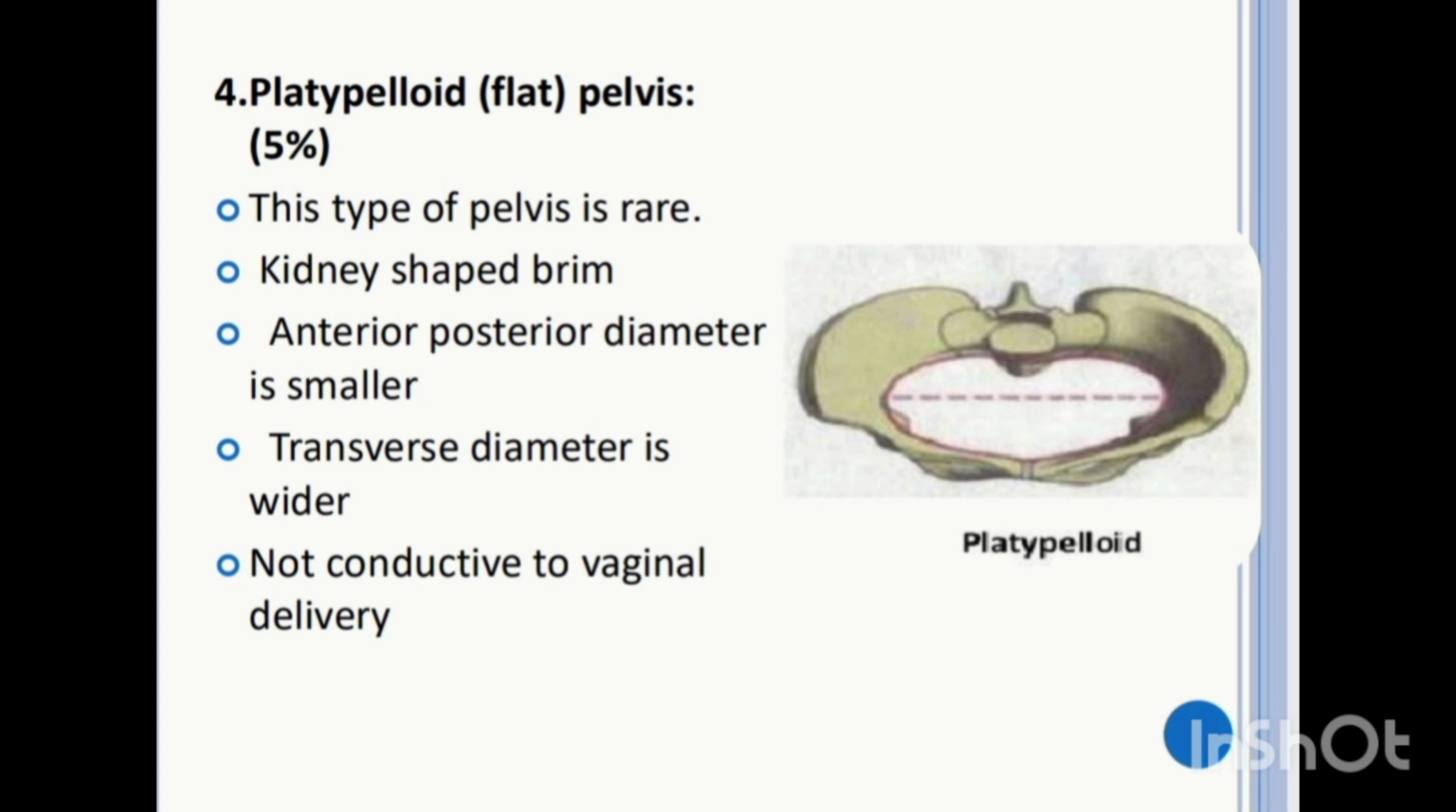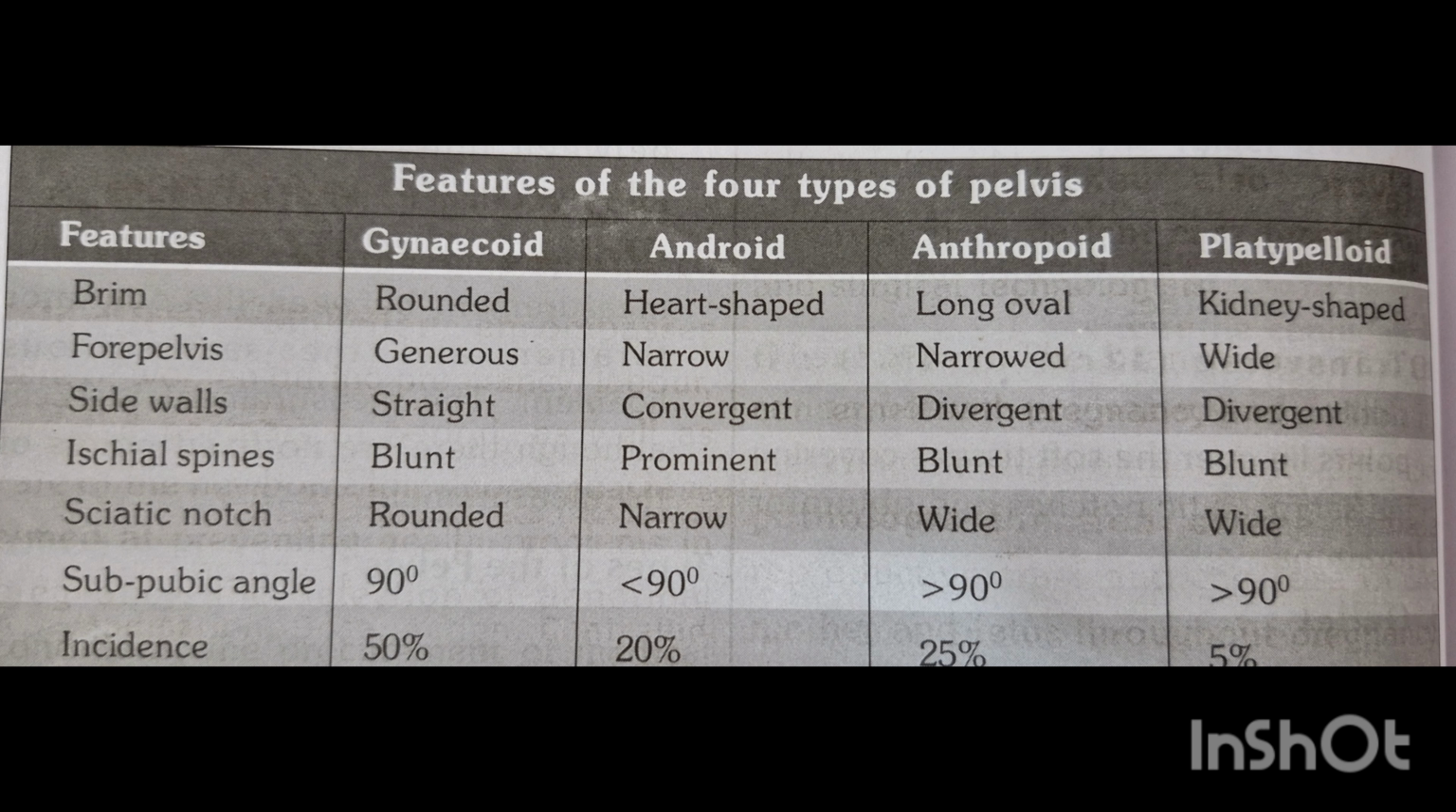The next type of pelvis is the platypelloid pelvis. It is also called flat pelvis and we will see it in 5% of all women. In this flat female pelvis with transverse diameter, arrest of fetal descent at the pelvic inlet is common. In this box, we will see the different features of the 4 types of pelvis, how each type differs in the brim, forepelvis, side walls, ischial spine, sciatic notch, subpubic angle and the incidence, how much it will be present.